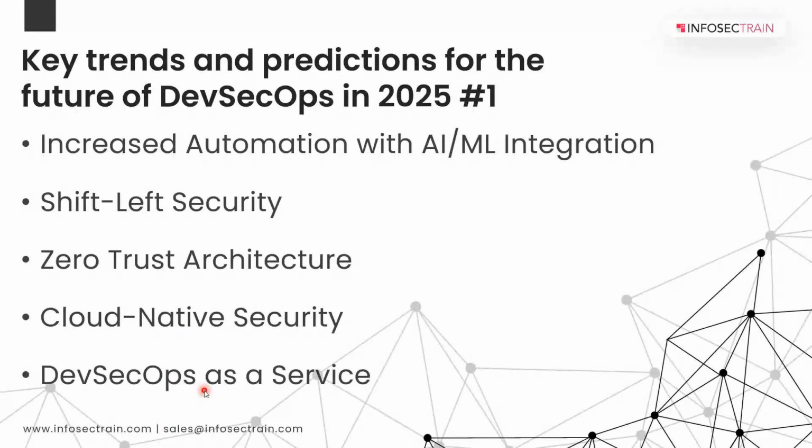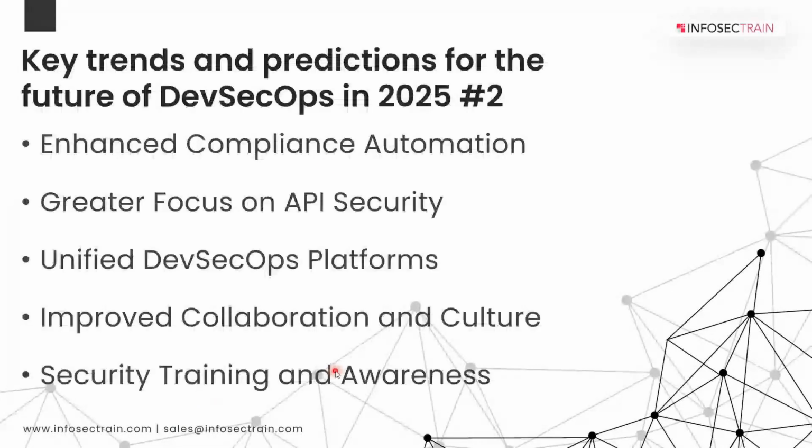Just like having this enhanced compliance automation, maybe using the tool which we have just seen, and API security, because everything we are exposing as an API, so you have to focus on API security, and unified DevSecOps platforms. Prisma Cloud already launched a unified DevSecOps platform. Then we should be having collaboration and culture with all the members, and then security training and awareness. So these are all the top trends for the future of DevSecOps 2025.